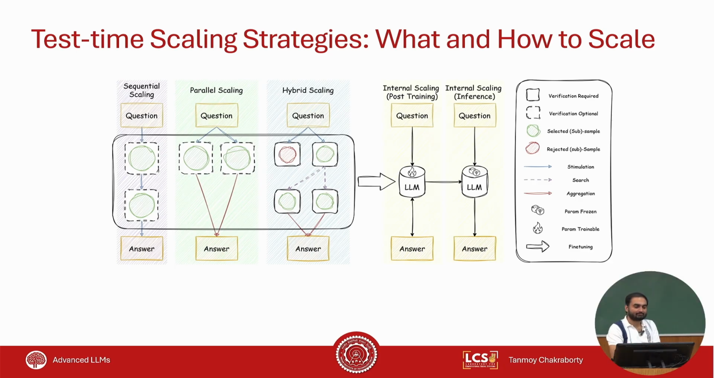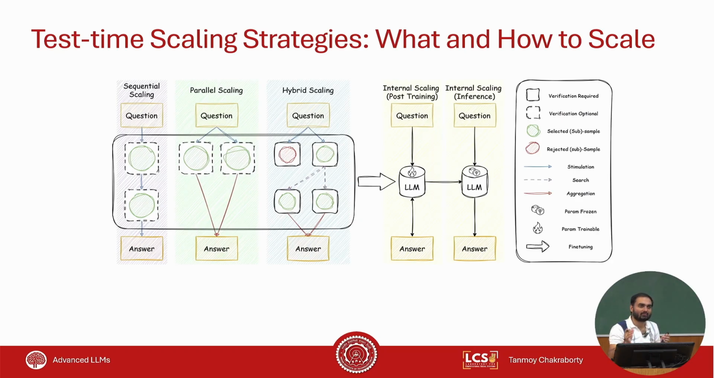So test time scaling strategies are categorized into two buckets. In the first bucket we ask what, and in the second bucket we ask how, right? So what in the sense like whether we will do sequential scaling, or parallel scaling, or hybrid scaling. In sequential scaling, you basically force the model to think sequentially. There will be only one trace, only one reasoning path, but the path will be deeper, right?